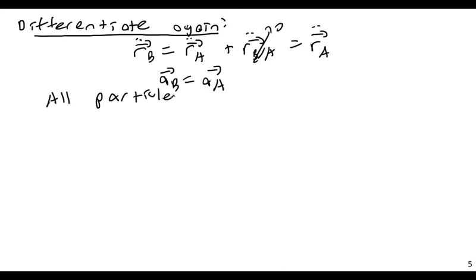Which means the first derivative of R from A to B is also equal to 0. Yes, the first derivative, because while there may be a position there, that's just a position.